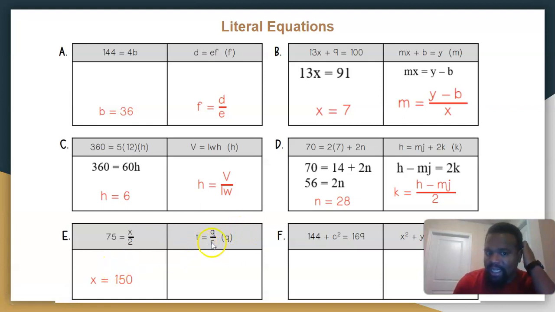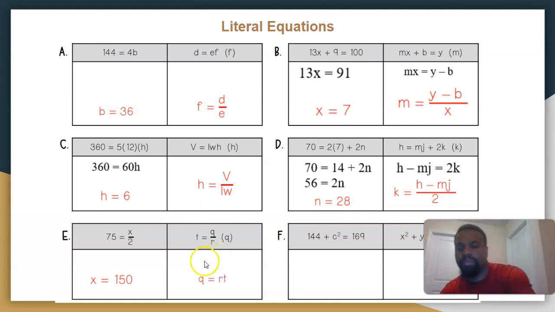For the right side, T equals Q over R, and I want to solve for Q. So similar to the left side here, I want to move R to the left side by doing the inverse of division, which is multiplication. So I multiply both sides by R, and Q equals R times T.